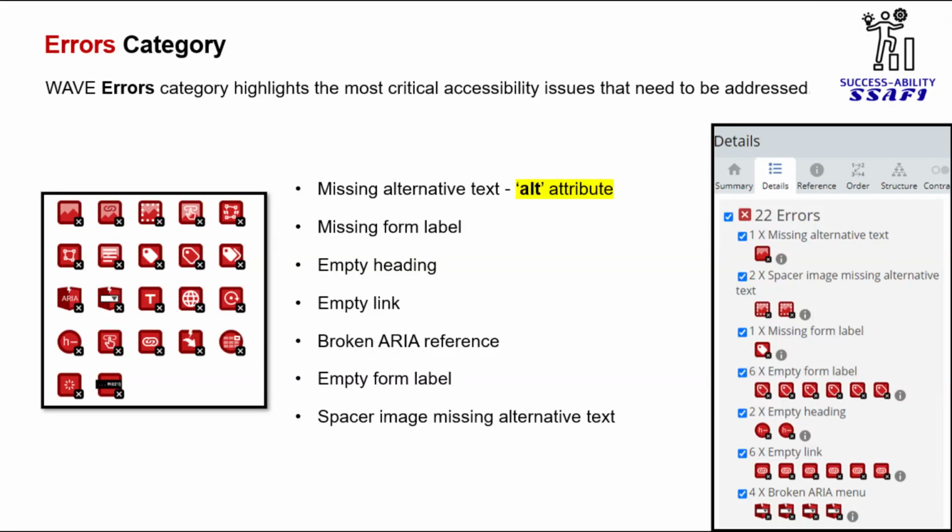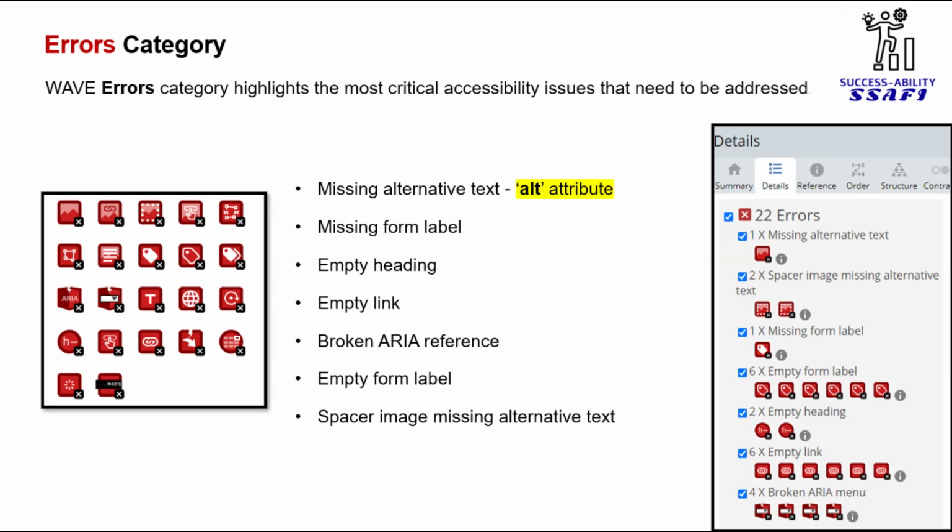Errors category. The WAVE errors category highlights the most critical accessibility issues that need to be addressed. Errors indicate elements that fail to meet accessibility standards and can significantly impact the web page's usability for people with disabilities. Examples include missing alternative text, meaning lack of alt attribute, missing form label, empty heading, empty link, broken ARIA reference, empty form label, spacer image missing alternative text.